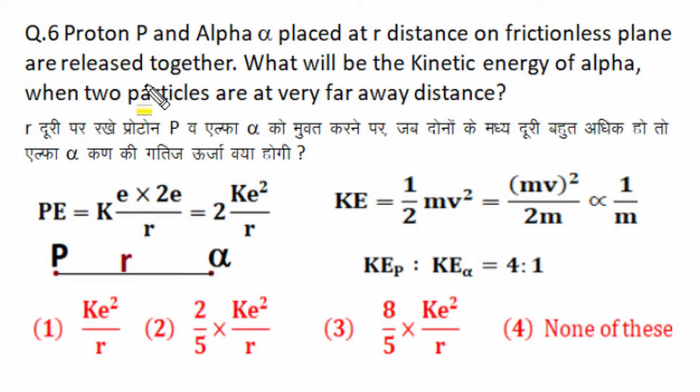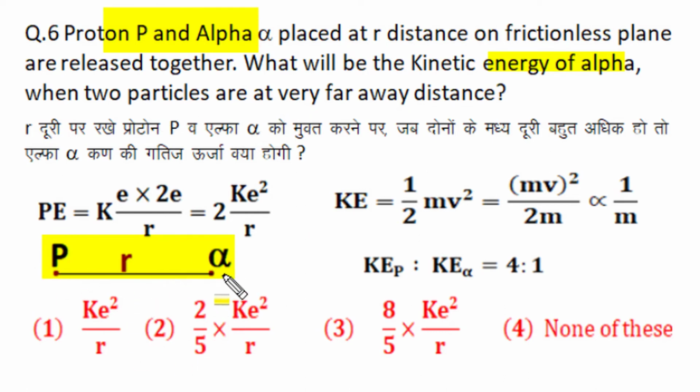This example is really interesting and of higher difficulty order. We are given that a proton and an alpha particle are placed at a distance r on a frictionless plane and are released. The mutual repulsion between these two positive charges will repel both particles and they will move apart. We have to find the kinetic energies of these particles, in fact of the alpha, when the two particles are very far away from each other.